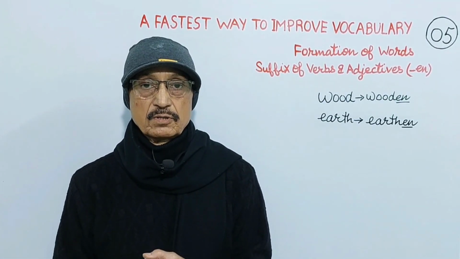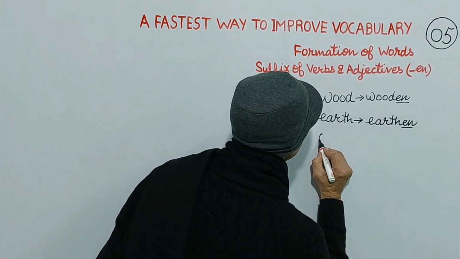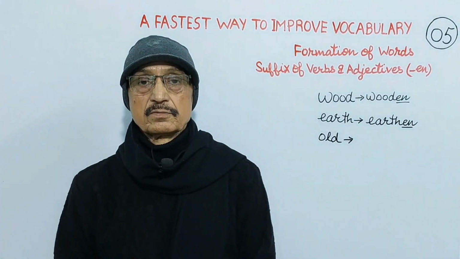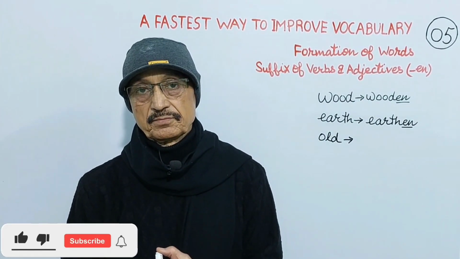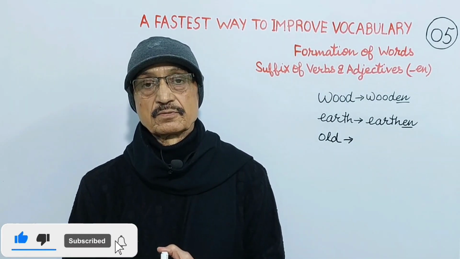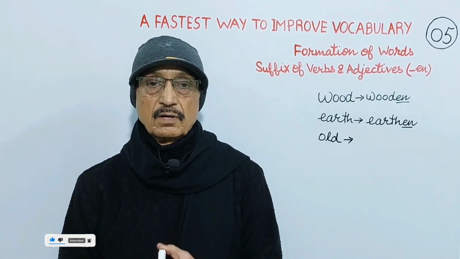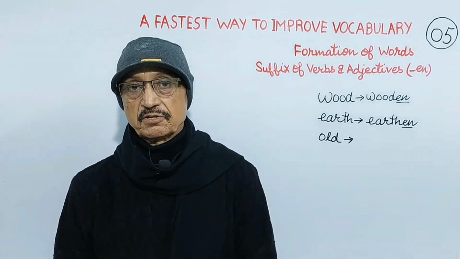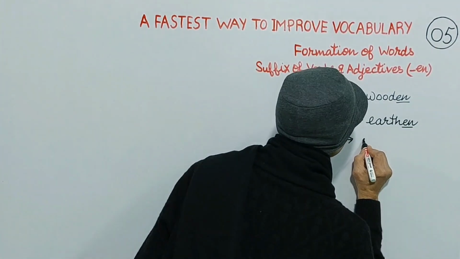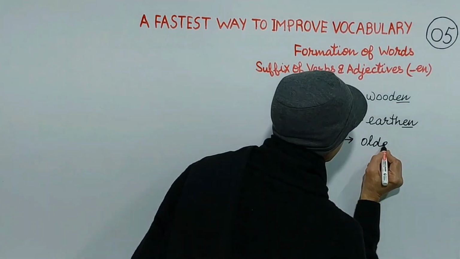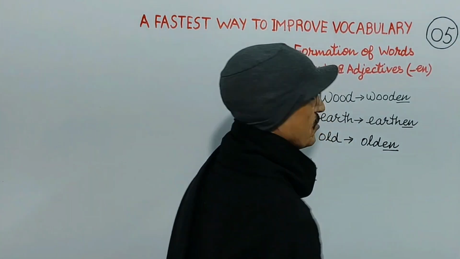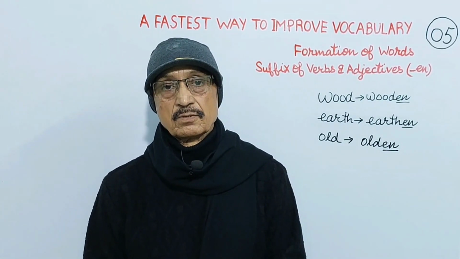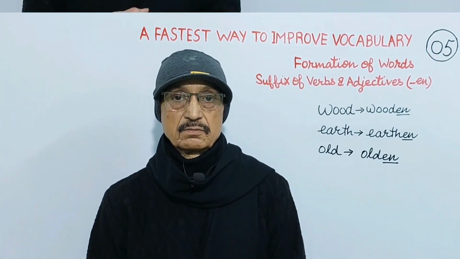Next is old. Old. This is an adjective. When we add suffix en after it, it becomes olden. It is another adjective. Olden. It means related to a bygone era.